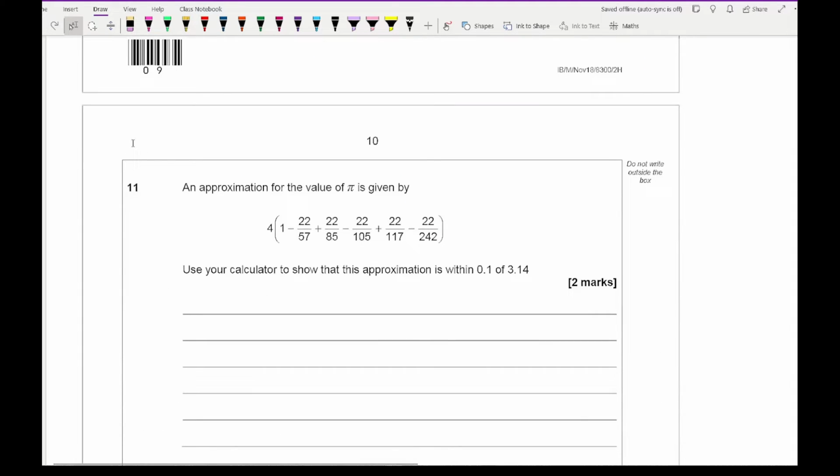Then moving on to question 11, it says that an approximation of the value of pi is given by this calculation. Use your calculator to show that this approximation is within 0.1 of 3.14. So what we want to do is put this into our calculator.